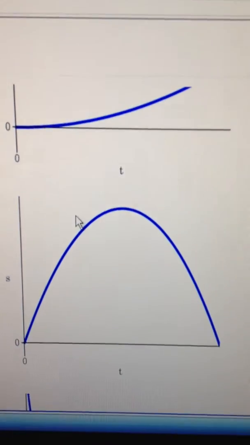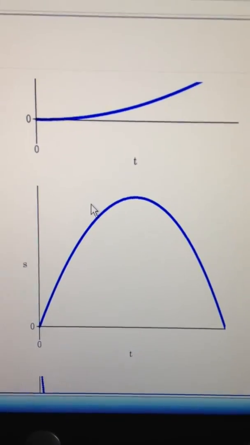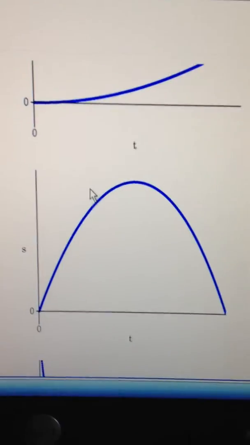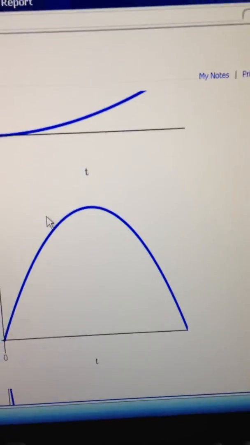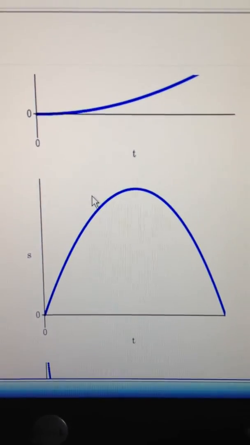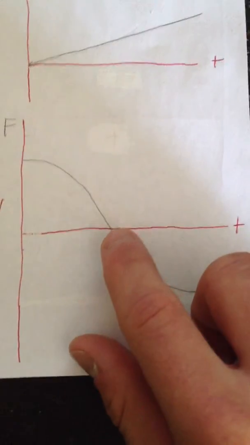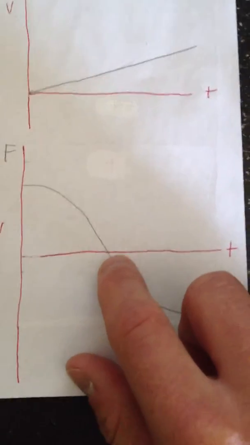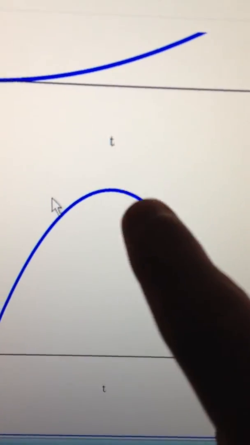Going on to the next one, what we have here is part of a cosine. So I used negative sine to help me draw the velocity versus time graph, which would look something like that. This point here where the velocity starts to become negative would correspond with this point right here, which is where the velocity becomes negative.